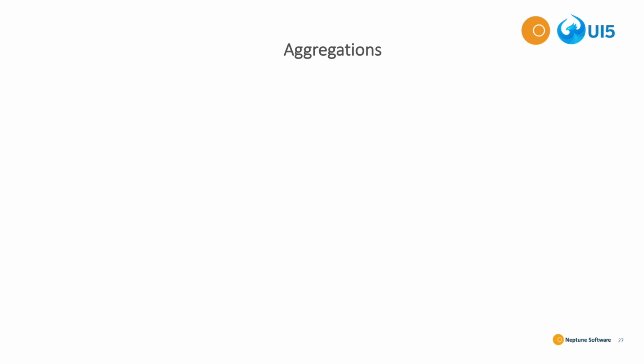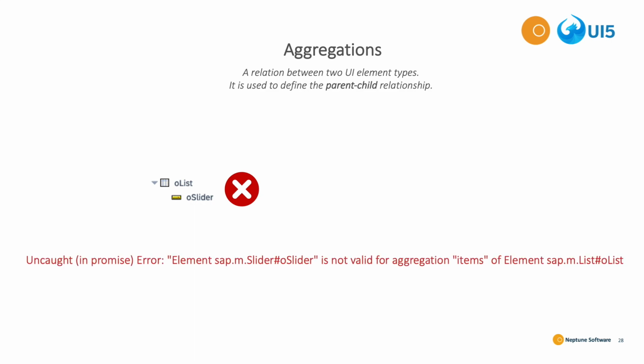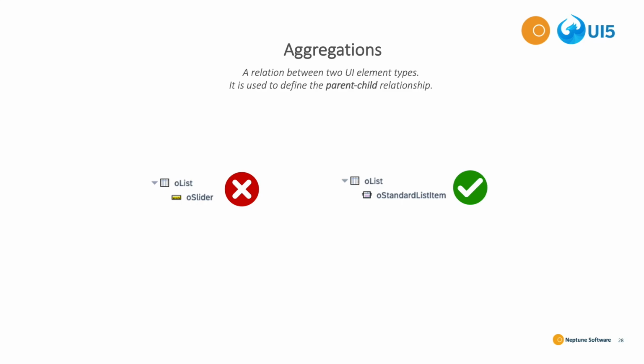There are aggregations for components, which is the relationship between two UI elements. So here, for example, we can see that there's a range of components we can put within a page. So an image, a date picker, and a slider all can go within a page as an aggregation. There are certain components which are not designed to go together and will result in an error. So here we can see that the slider is not a valid aggregation for a list. However, a standard list item, for example, is perfectly fine.